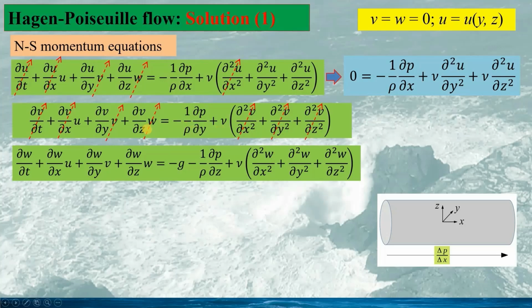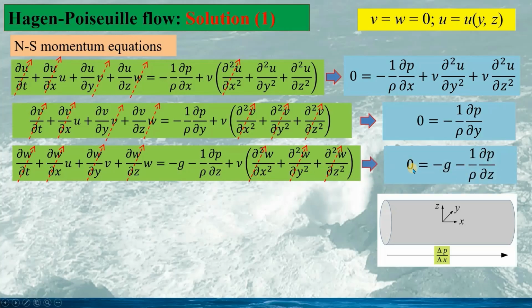And for the momentum equation for v, we can see all these terms would be 0. So the simplified momentum equation would be given as this simple one. And for the momentum equation for w, all these terms would be 0. Thus, the momentum equation would be reduced as this.